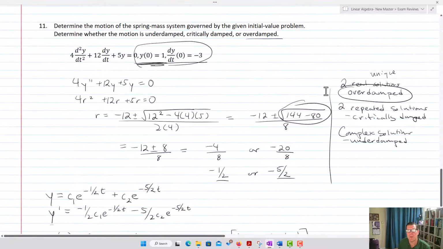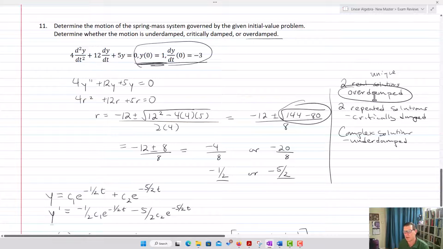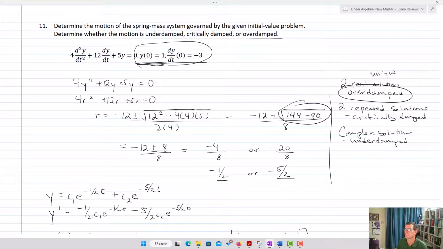And then to determine whether or not the system's underdamped, critically damped, or overdamped, take a look at the solutions to your auxiliary polynomial. If you have two unique real solutions, it's overdamped. If you have two repeated solutions, it's critically damped. And if you have two complex solutions, it's underdamped.